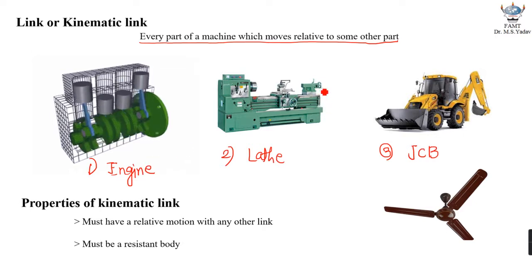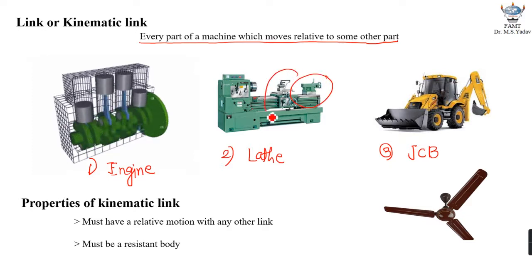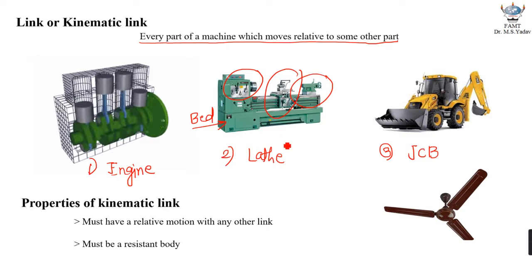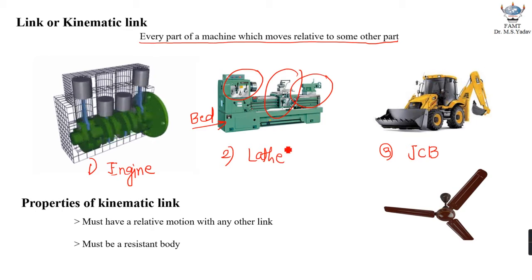Similarly, if I consider lathe machine, then it consists of tailstock, carriage and the cross slide. It consists of headstock and chuck, or you can even think of the bed. And all these parts are moving with respect to each other. So these parts have relative motion between them, and hence these parts will be called as links.